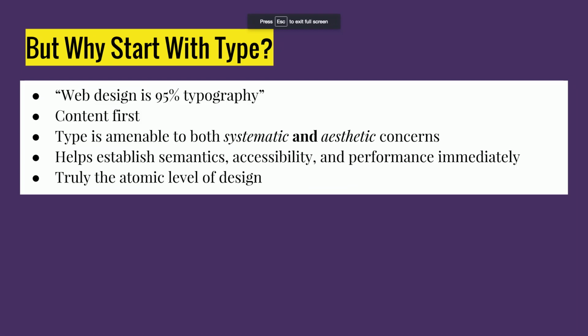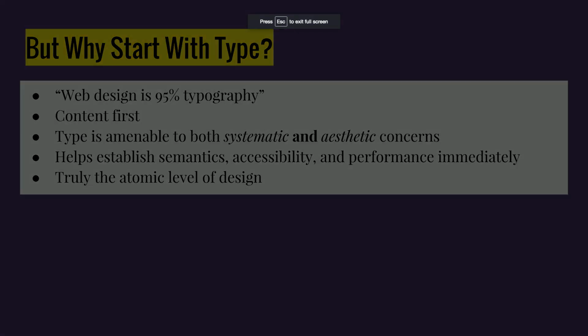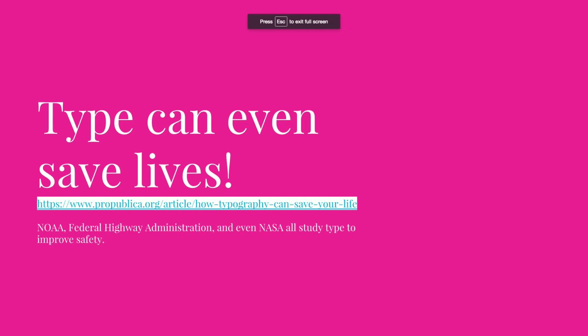And so how do we make sure that we design these things so that they're coherent? We think of them as individual pieces first, and then how they fit together second. So type is truly the atomic level. If we can get a sentence right, we can get a paragraph right. If we can get a paragraph right, we can get an article right. If we can get an article right, we can get a node right. If we can get a node right, we can get the entire site right. So that's why we're starting with type, and it can even save lives.